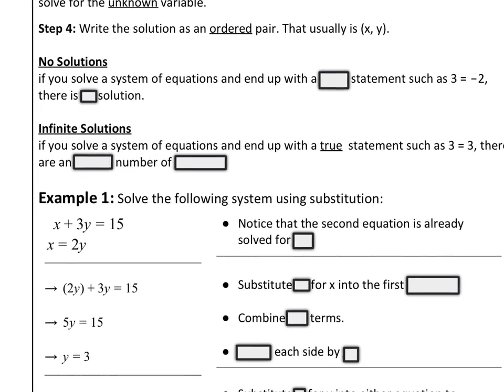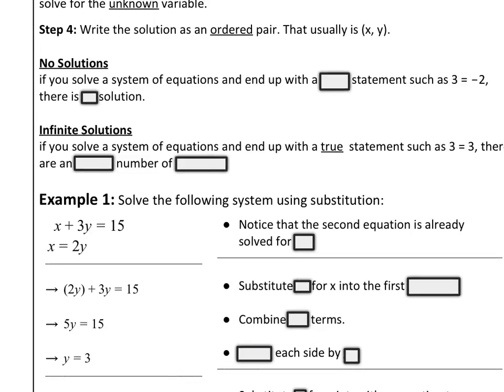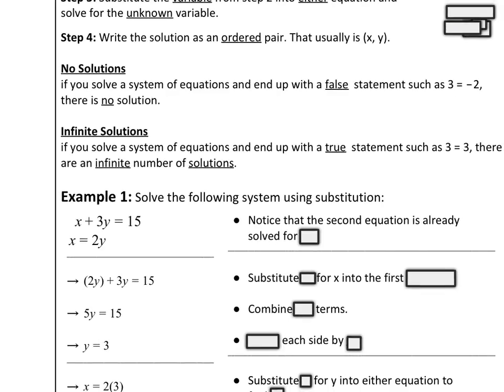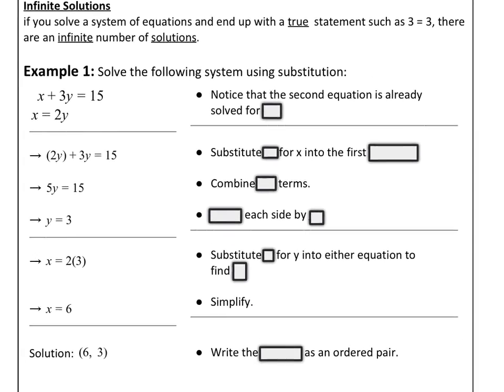Before we move forward, there are some no solutions to systems. If you solve a system of equations and end up with a false statement, for example, 3 equals negative 2, that's not true, we say there is no solution. That means there is no value that works. For infinite solutions, if you solve a system of equations and you end up with a true statement, such as 3 equals 3, then we say there are an infinite number of solutions. I know that's a lot, but it kind of makes more sense once we do an example. So let's move on to example 1.